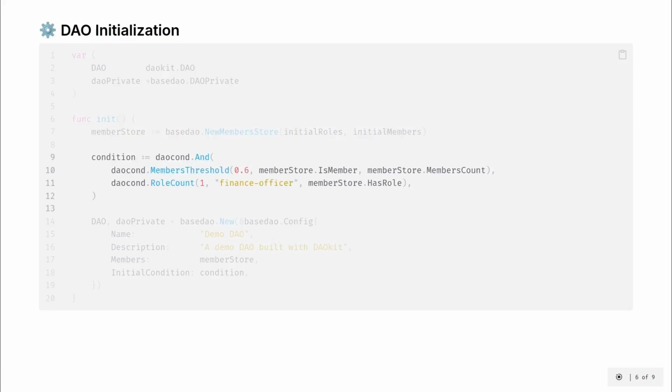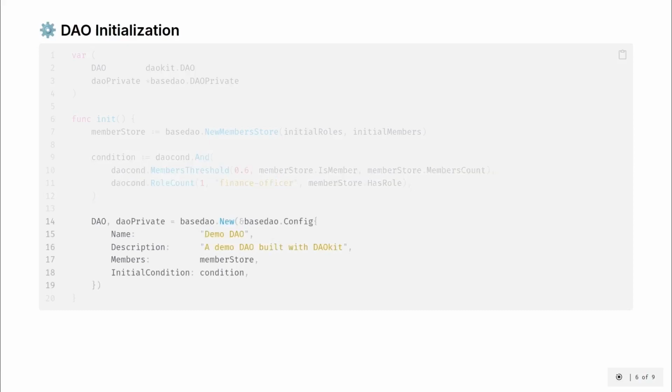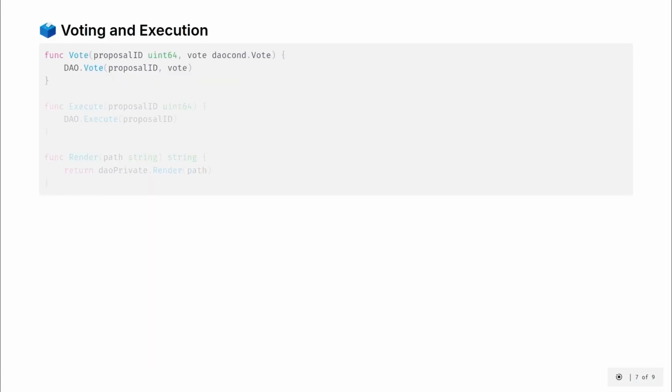We define the condition under which the proposal will be executed. So in our case, 60% of the members of the organization must vote yes, and 1 member with the role finance officer has to vote yes as well. And then we just call the new function from BaseDAO with the name, description, the member store we defined earlier, and the condition.